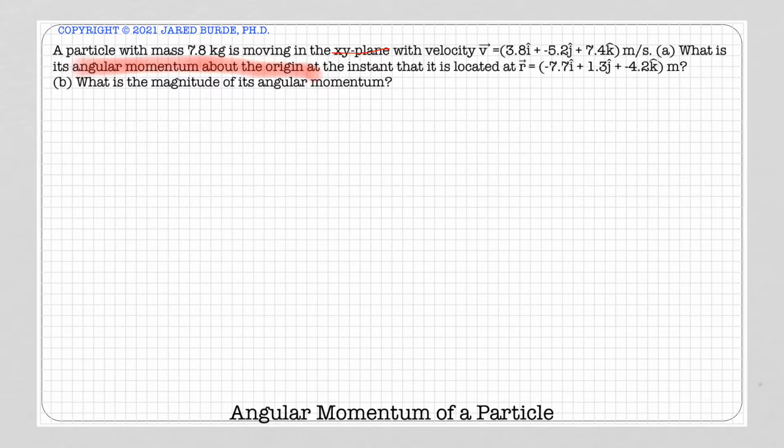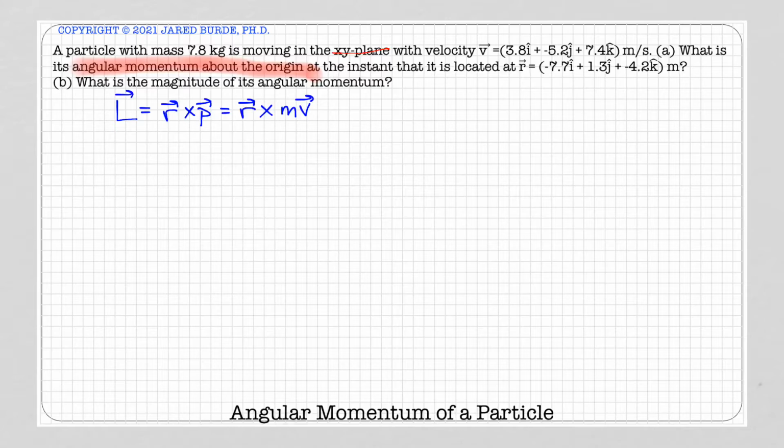So if we're looking for angular momentum, we know how to do that. We know how to find the angular momentum. It is r cross p. Here, p is the linear momentum. So it's m times v is p.